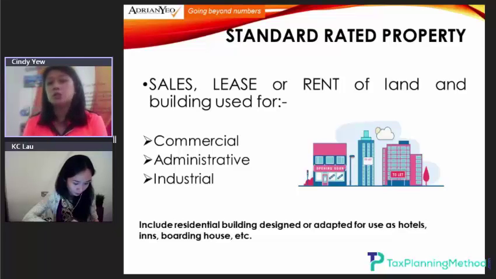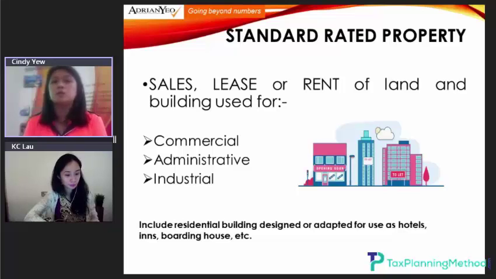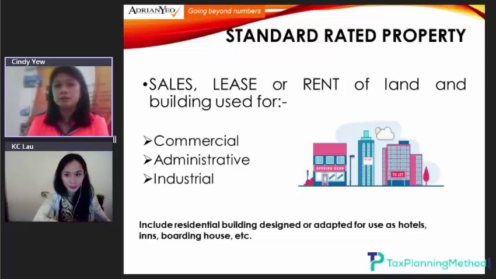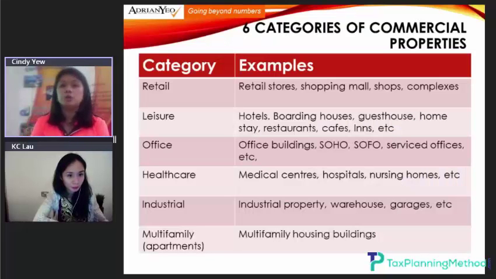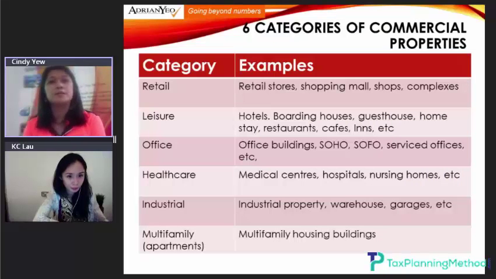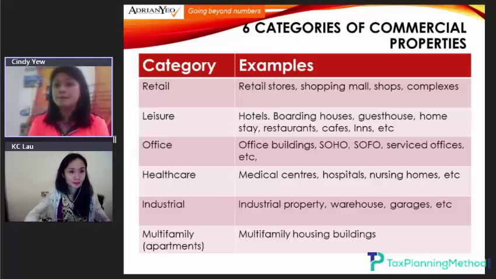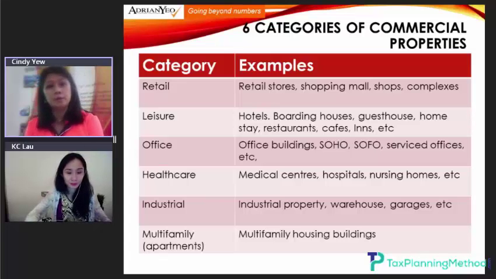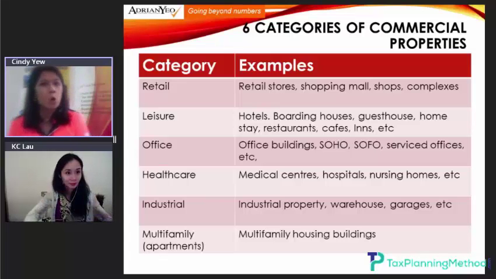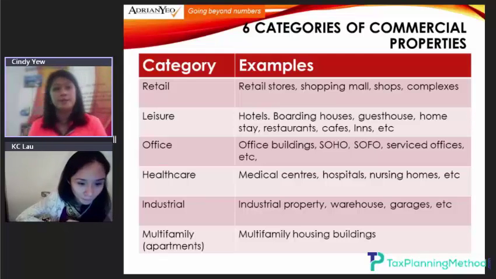However, some residential buildings, which are designed or adapted for use as hotels, inns, or boarding houses, will also be regarded as standard rated property. So I have prepared a summary of the commercial properties. Here we have 6 categories of commercial properties. The first group is retail. Retail includes retail stores, shopping malls, shops and complexes. For leisure, we have hotels, boarding houses, homestays, restaurants, cafes and inns.